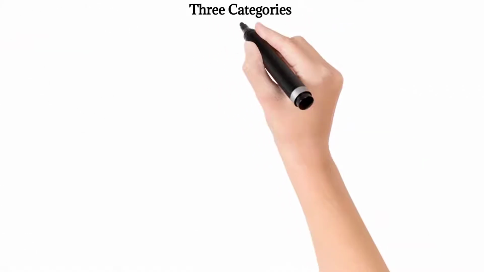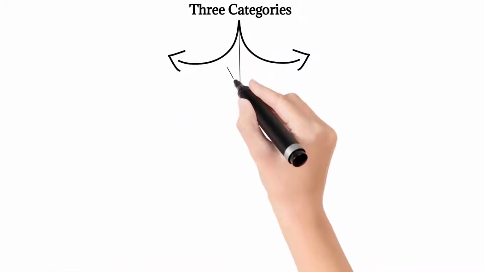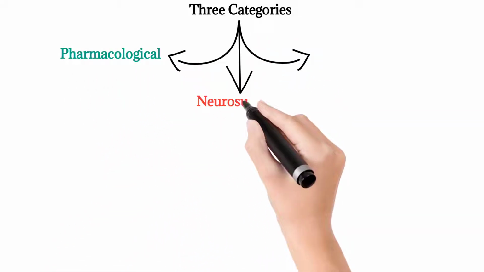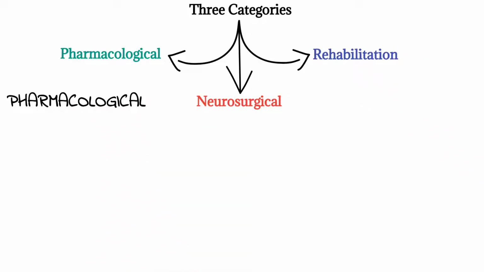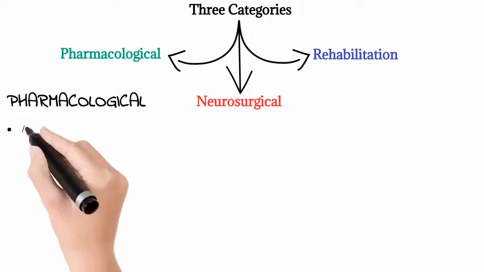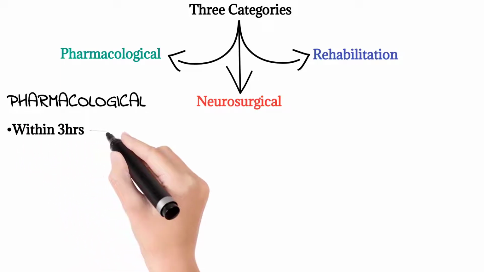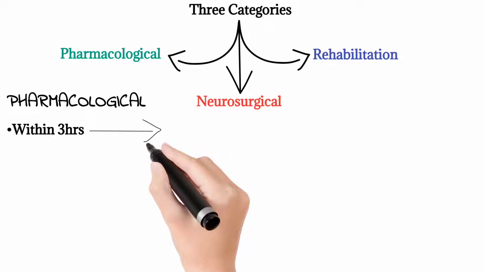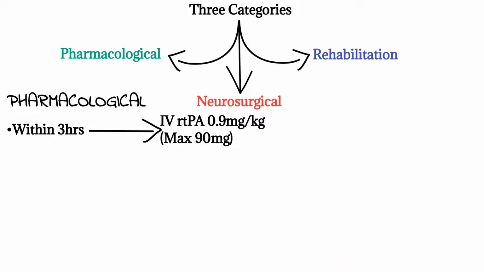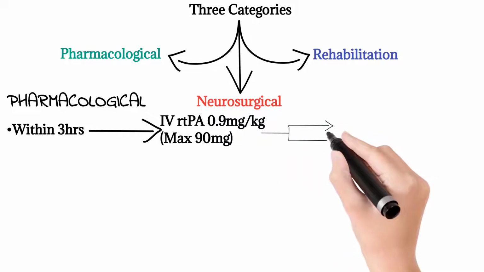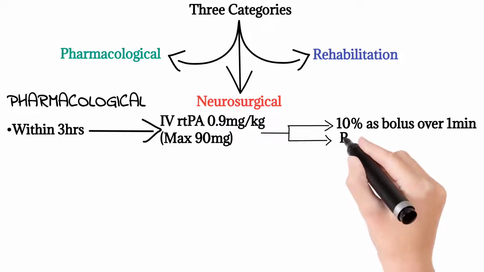Now, stroke can be managed pharmacologically, neurosurgically, or by rehabilitation. So let's begin with pharmacological management. Here, intravenous thrombolytic therapy should be started immediately, within the first 3 hours, with intravenous recombinant tissue plasminogen activator 0.9 milligrams per kg up to a maximum of 90 milligrams. Out of this, 10% should be given as a bolus over 1 minute and the remainder over 1 hour.